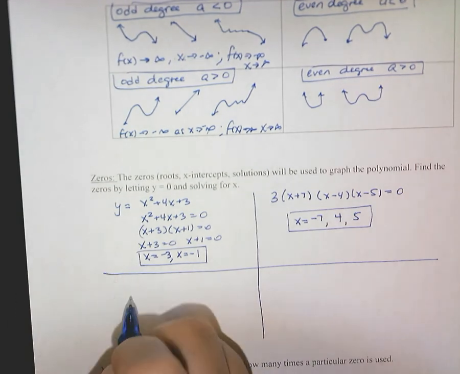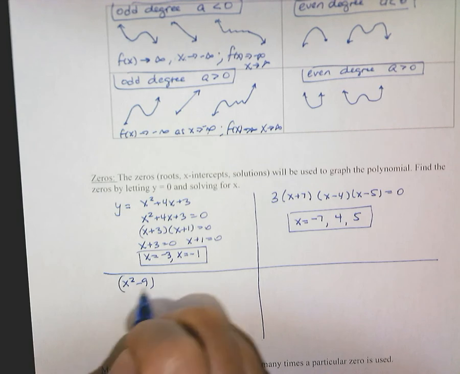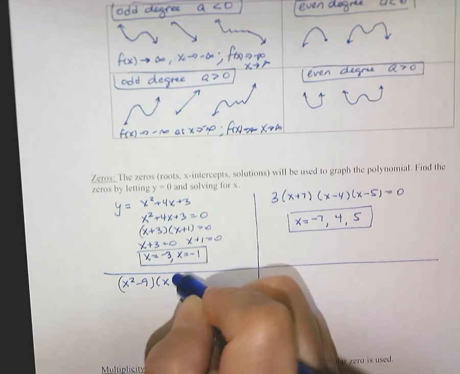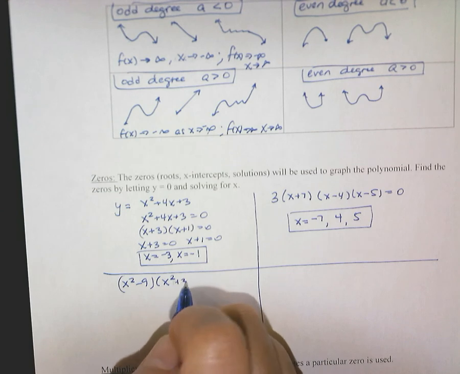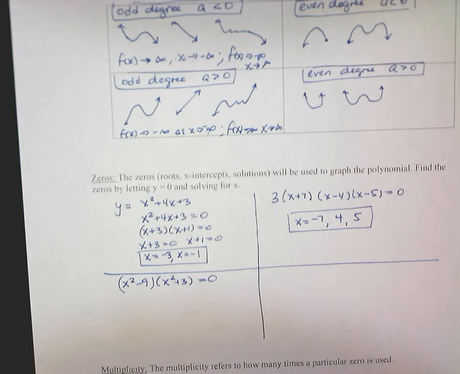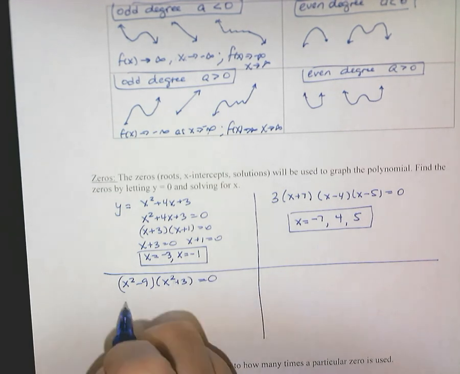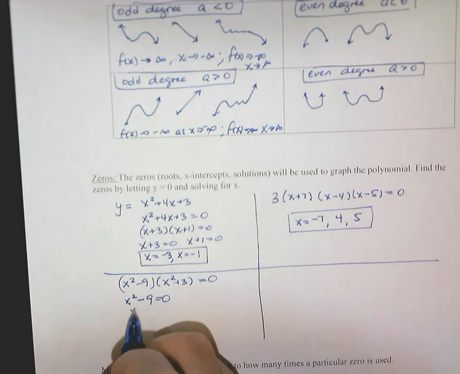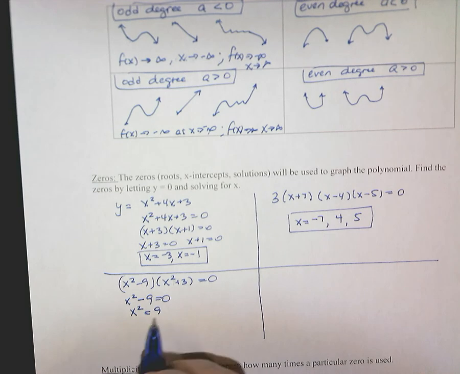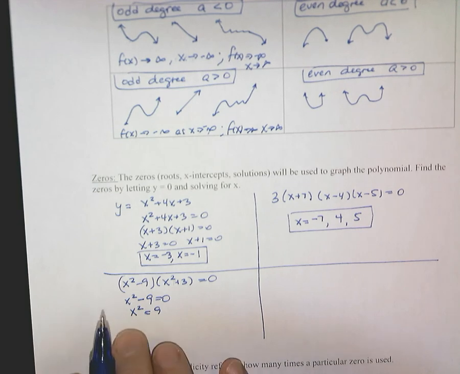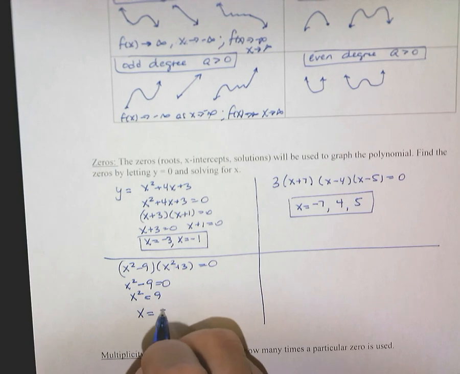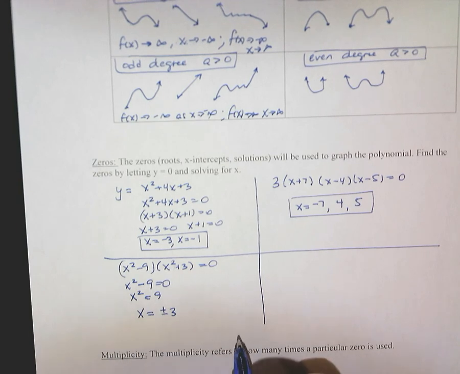Let's try another one. What if I had x squared minus 9 and x squared plus 3 equals 0? Well, x squared minus 9, set that equal to 0, I get x squared equals 9. Take the square root of both sides, but as soon as I take the square root of both sides, I'm going to have a positive and a negative, so I get x is equal to plus and minus 3.